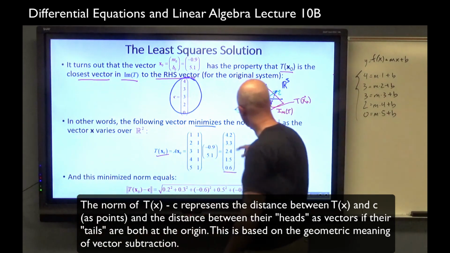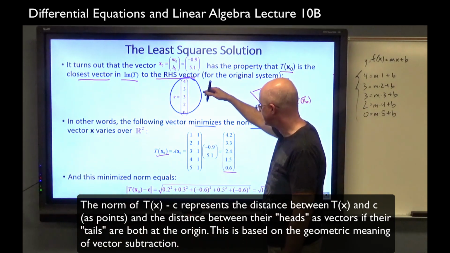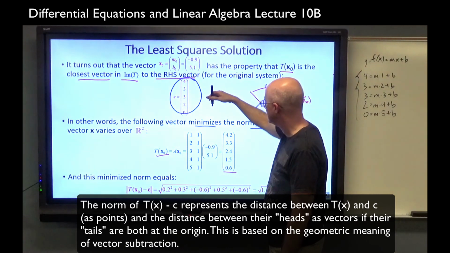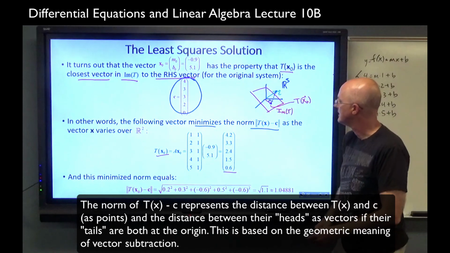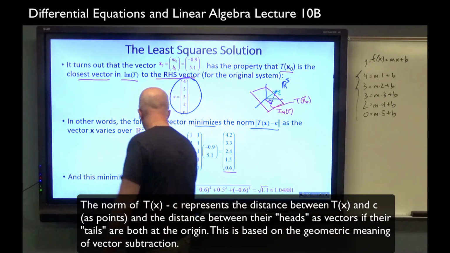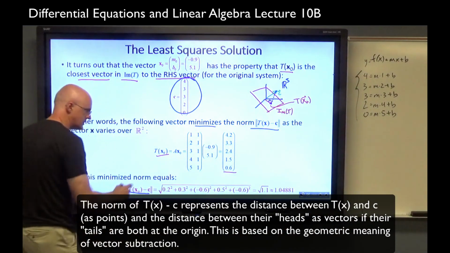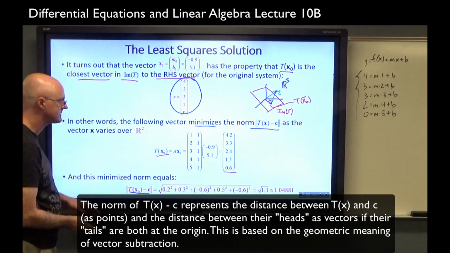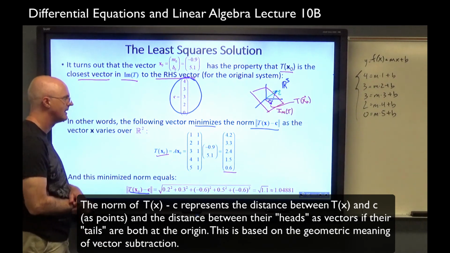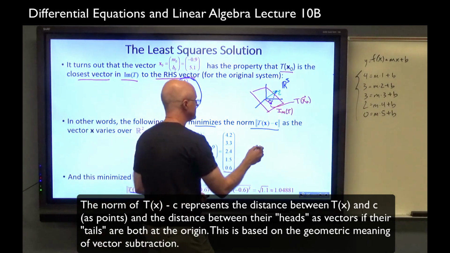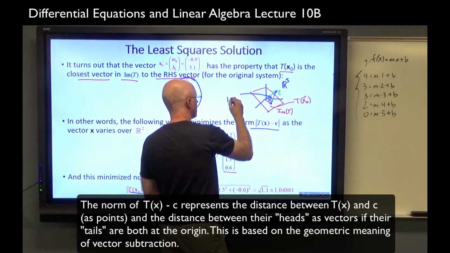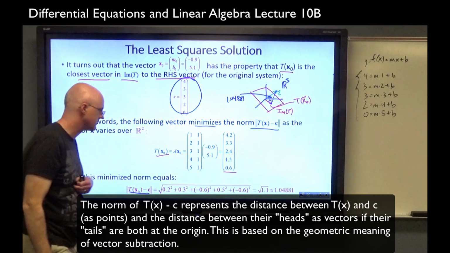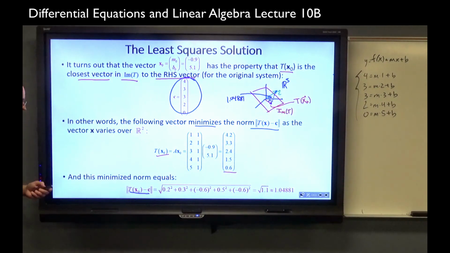And this minimized norm ends up equaling this. When you take this vector, T of x0 minus C, take the norm, meaning take the square root of the sum of the squares of its components, you should double check that this is what you get, which is about 1.04881. That would represent this distance here of the dashed line. 1.04881. Somehow in five-dimensional space, which you can't literally visualize. Okay?